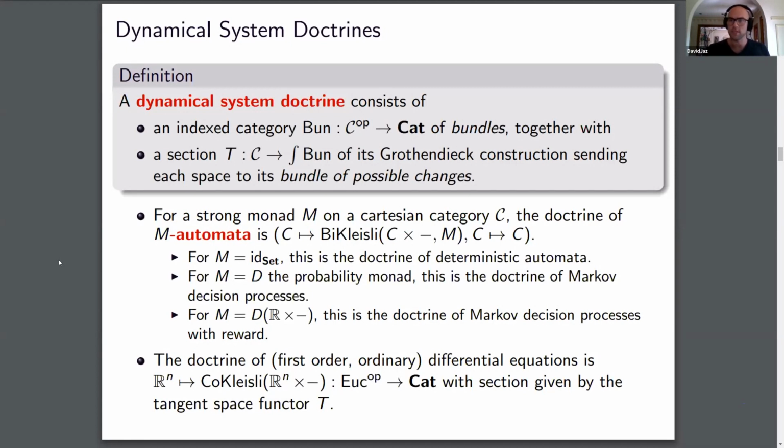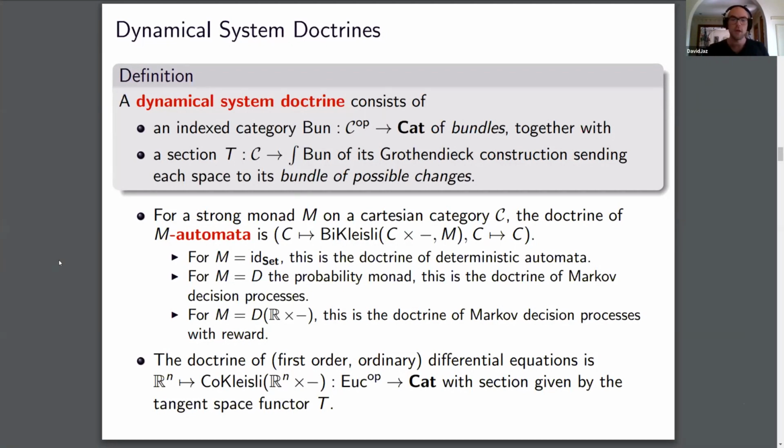And then we need a notion that says, okay, if I'm in this state, what are the possible changes I can make? And so that's going to be a section of the Grothendieck deconstruction of this index category. In other words, it assigns to every space a bundle of possible changes. And I call it T, and I'll think of it as the tangent bundle.